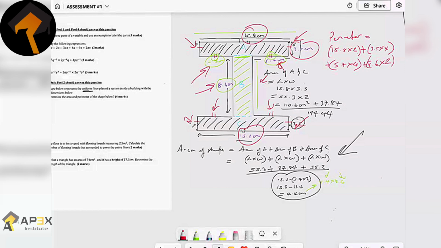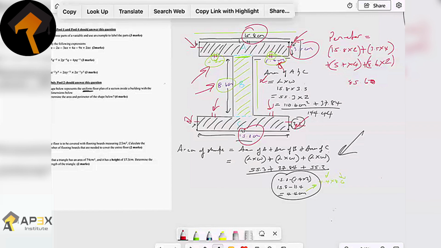Now, because of saving time, I had already done the calculation. Let me just double check: 3.5 times 4, 15.8 times 2, 5.7 times 4, 8.6 times 2. When I checked it up, guys, I ended up getting an answer of 85.60. So that would be the answer, 85.60. That's the perimeter of the shape.